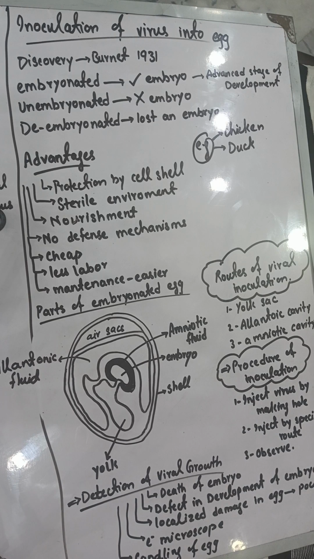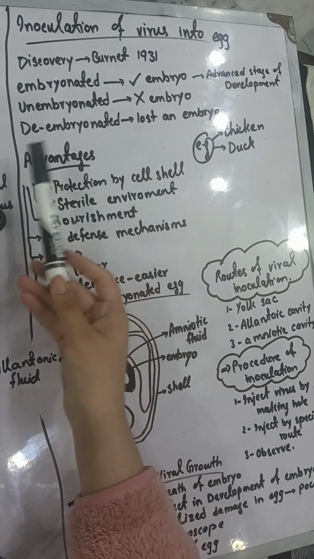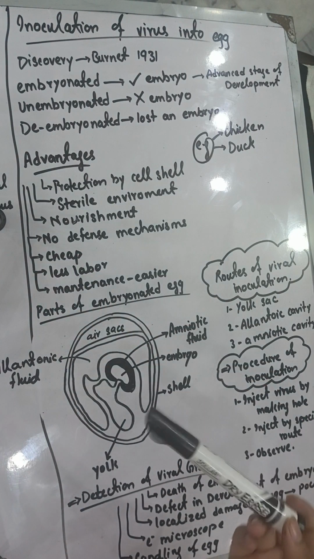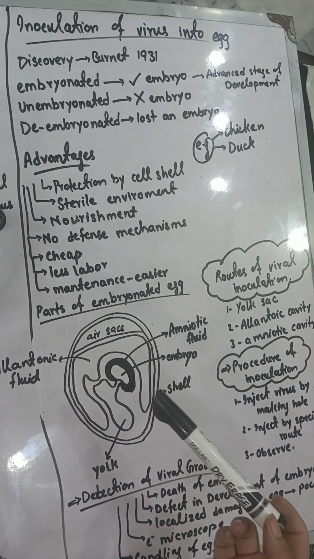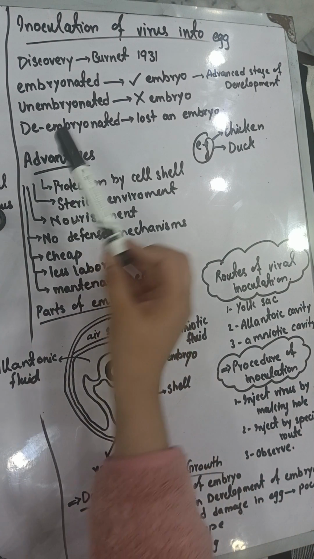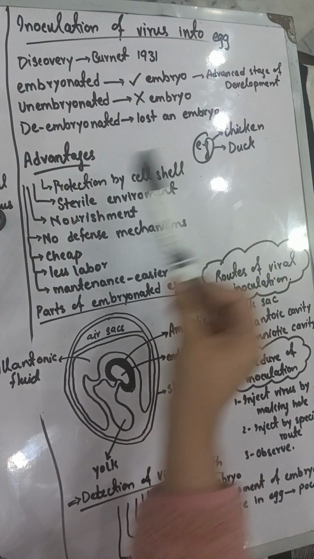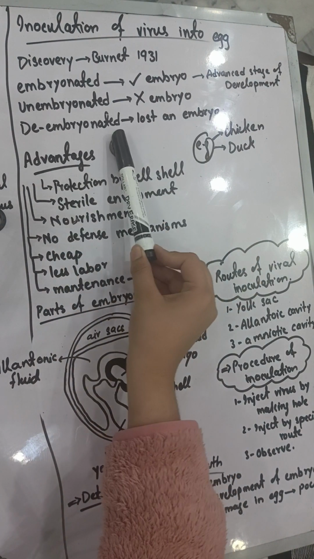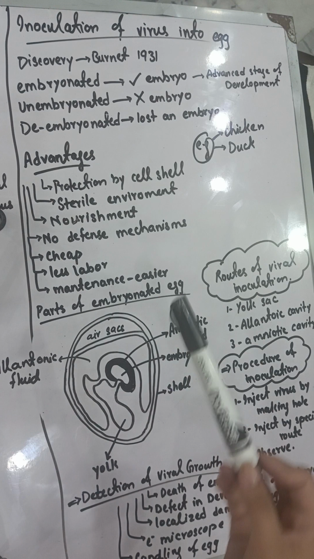So this is the last method to inoculate your viruses. This method is to inoculate your viruses inside an embryonated egg. This method was first discovered by Burnet in 1931. Why are we only taking an embryonated egg? Embryonated egg means it contains the embryo. Unembryonated means it has no embryo, and de-embryonated means it lost its embryo.